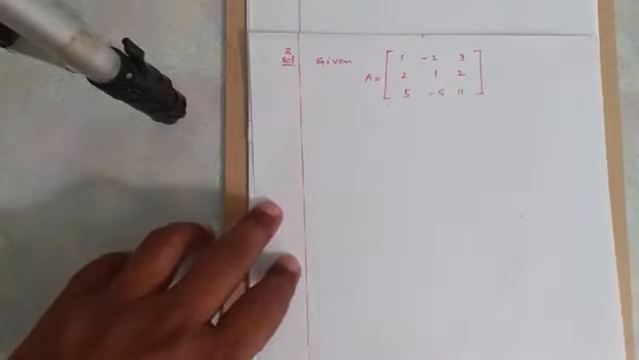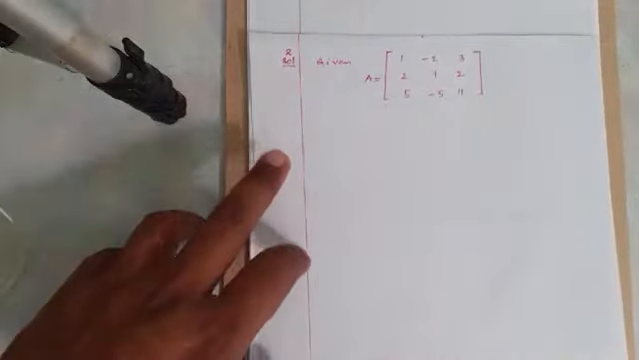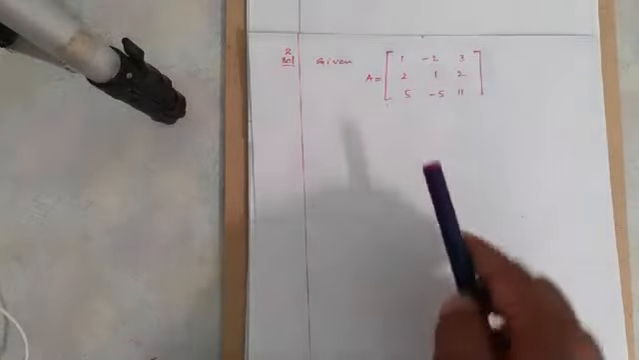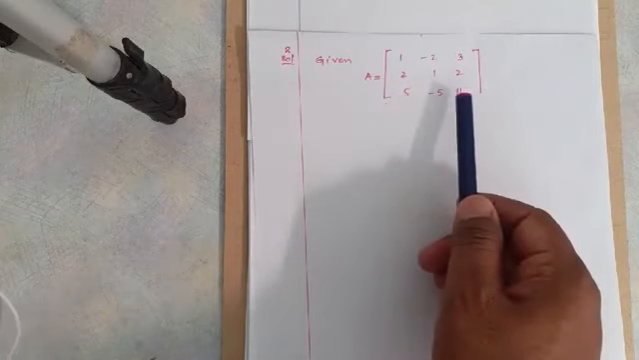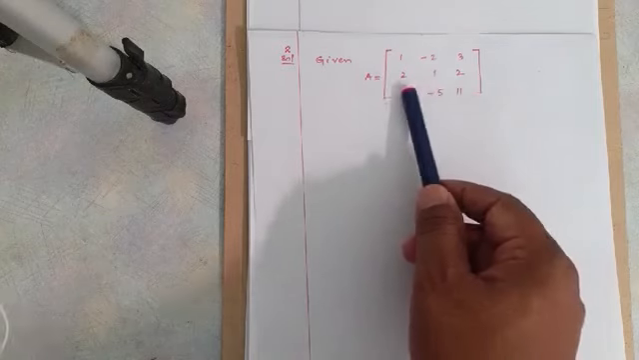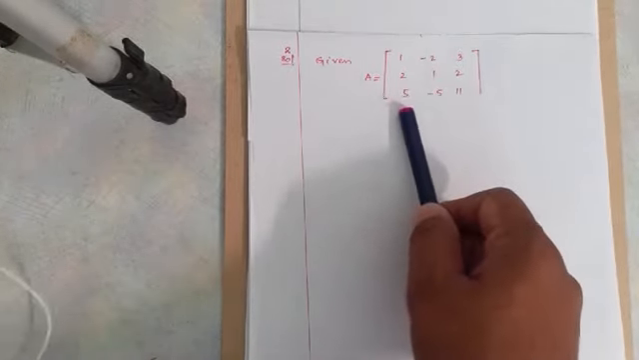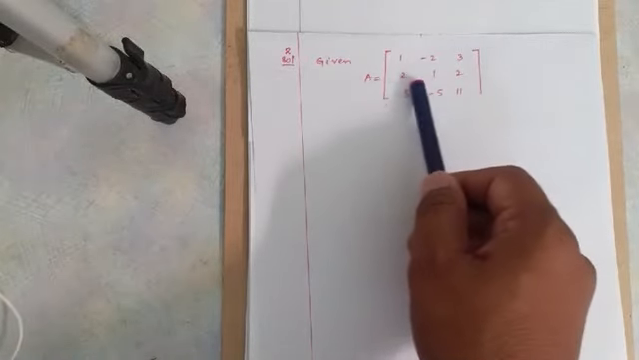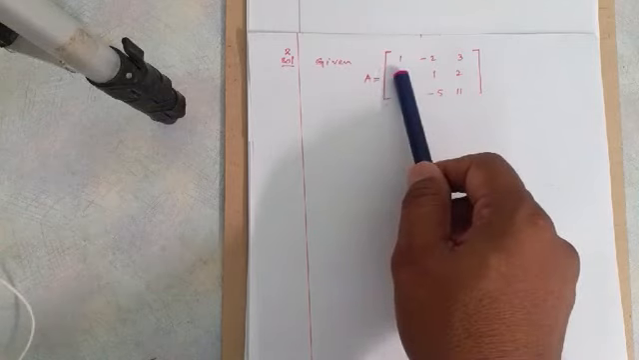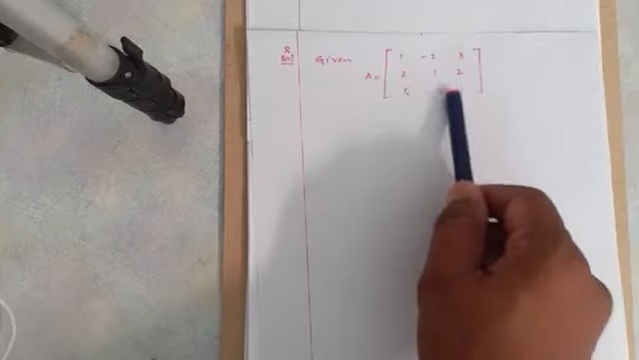Now we write about echelon form. If a matrix is given and asked to reduce in echelon form, then we have to apply row operations. In the second row we have to make the first element 0, and then in the third row we have to make the first and second elements 0.